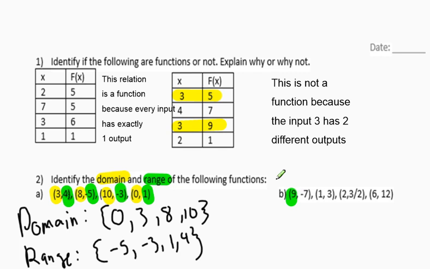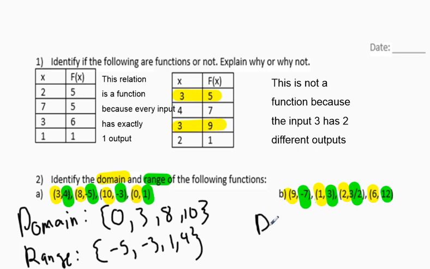And for B, the domain, again, are the input values. So it's going to be the 9, the 1, the 2, and the 6. And the range is the -7, the 3, the 3 halves, and the 12.